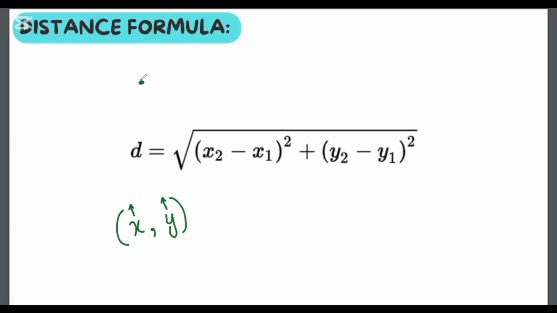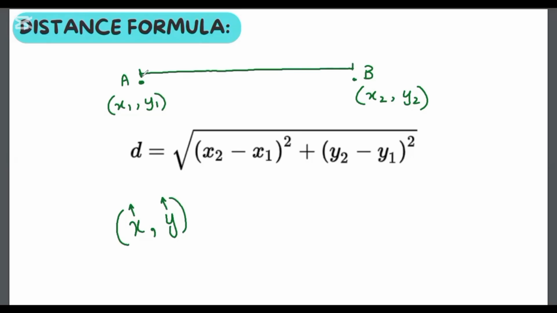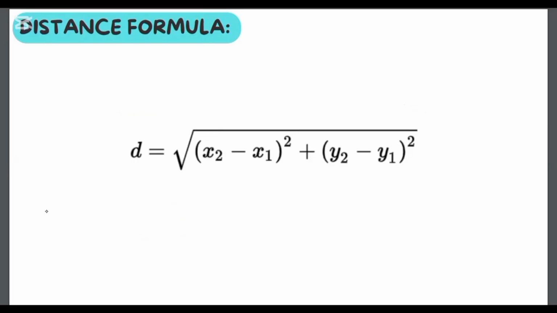So if there are 2 points lying on the coordinate plane and you need to find the distance between them, then you are going to use this distance formula. Suppose this is point A and this is point B. This point has coordinates x1, y1, and this point has coordinates x2, y2. In order to calculate the distance between these 2 points, you are going to use this distance formula. Let's apply this formula on some questions in order to make sure your concepts are clear, and every time you use this formula, you get the right answer.